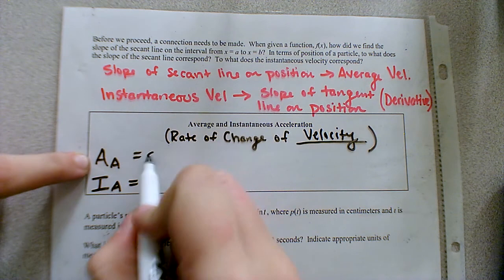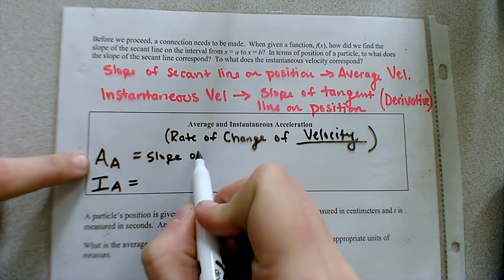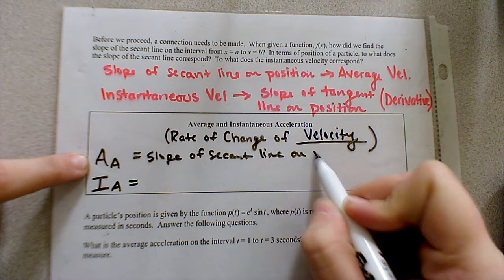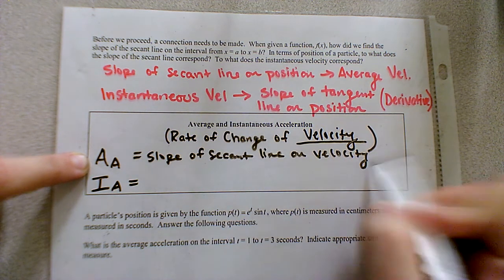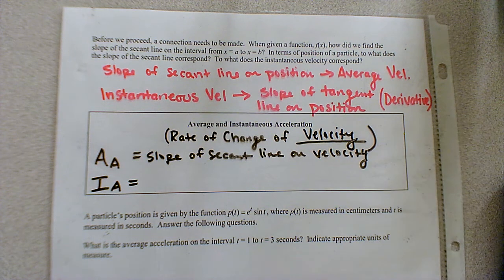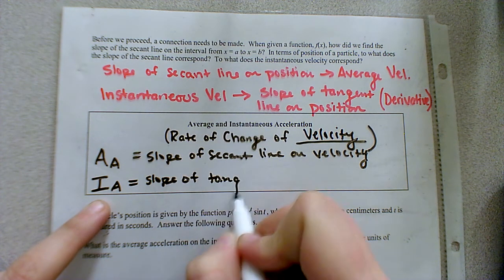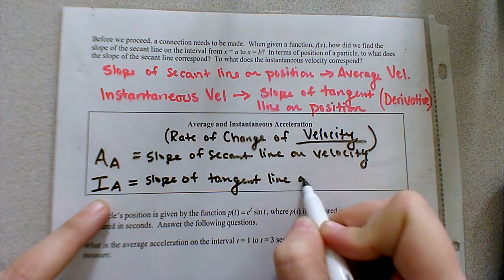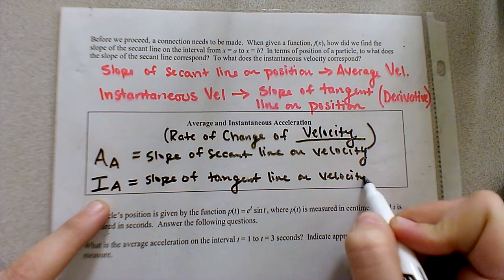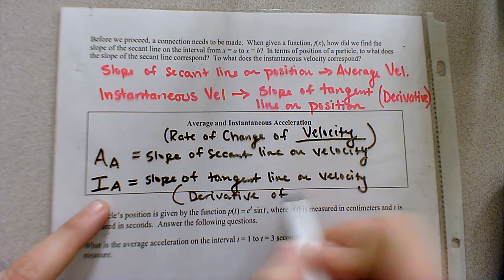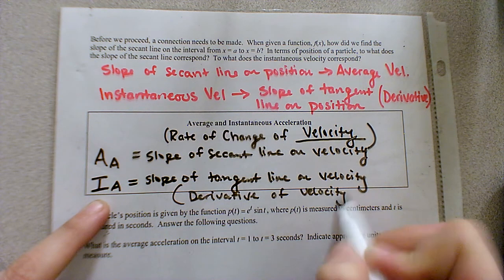So if we want to do an average, this would be the slope of the secant line, meaning 2 points, on the velocity graph or velocity function, okay, or velocity table, whatever is given to you. So the slope of the secant line on velocity. Instantaneous would be the slope of the tangent line, aka 1 point, on velocity. Basically meaning it's the derivative of velocity.